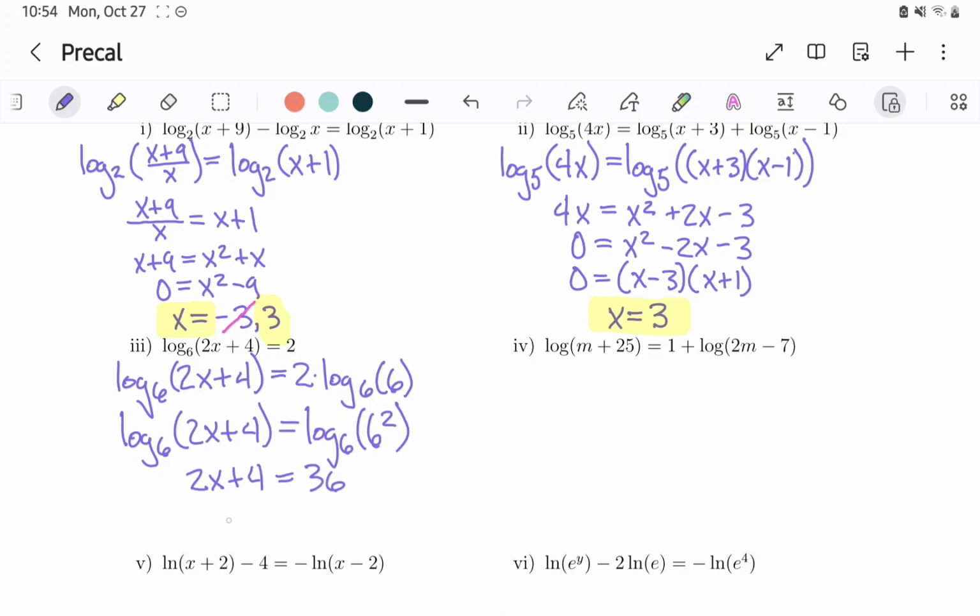And then solving for x, we'd subtract 4 from both sides. We'd get 2x is equal to 32. And then finally, we'd divide both sides by 2 to get x is equal to 16.